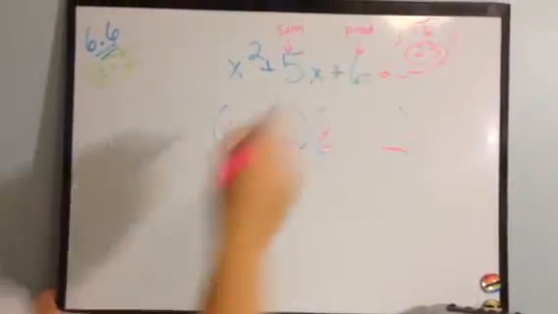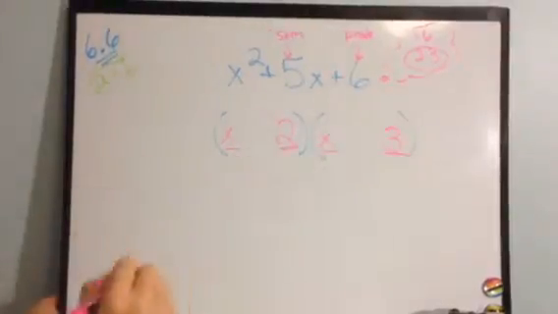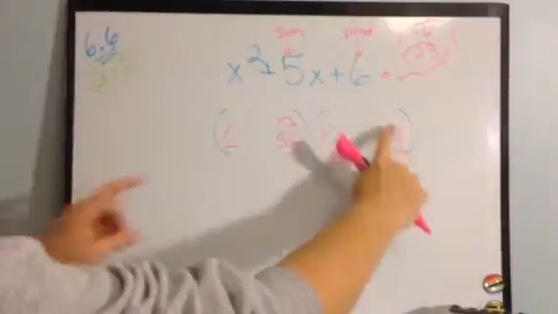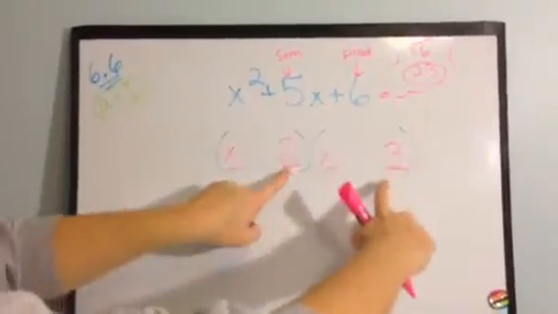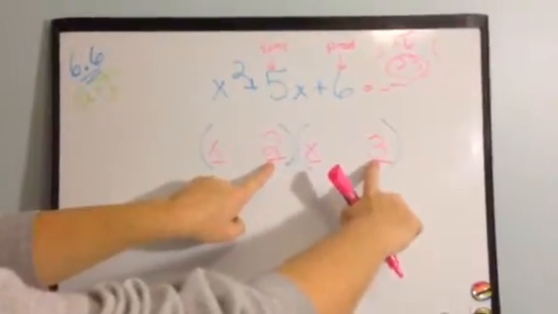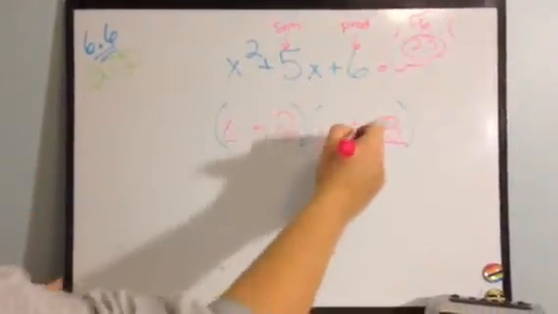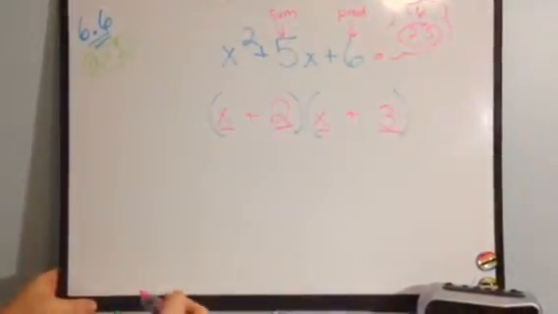So I'm going to use this set of factors and plug them in, a 2 and a 3. And because I need a positive product, positive 2 times positive 3, yep, that gives me a positive 6, and a positive 2 plus a positive 3 gives me a positive 5, I know both of these need to be plus, or positive 2, positive 3. So that right there is my answer.